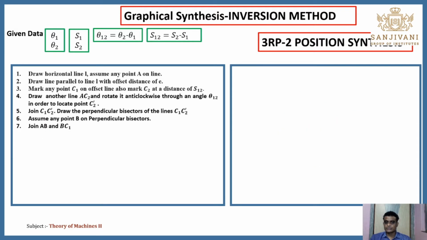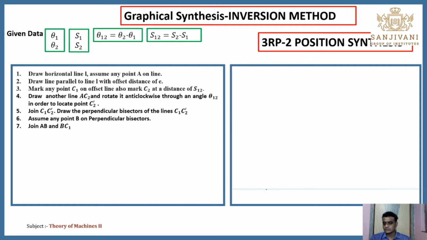Now we are going to study the inversion of the 3R-P chain, the slider crank mechanism. In this case, first of all, we are going to consider the two position synthesis. That means theta 1, theta 2 for crank positions are given to you, and the respective slider positions are given to you, S1 and S2. Here also we need to calculate theta 1 2 is equal to theta 2 minus theta 1, S1 2 is equal to S2 minus S1.